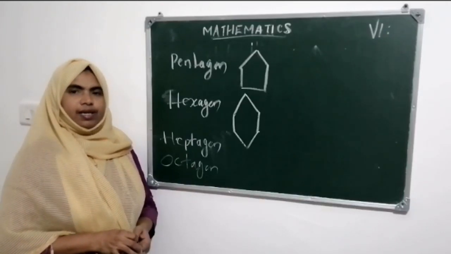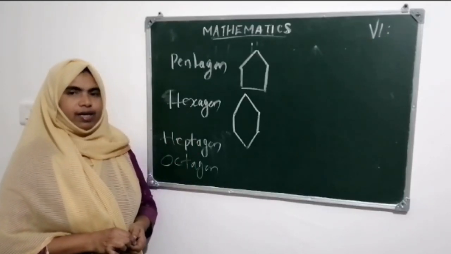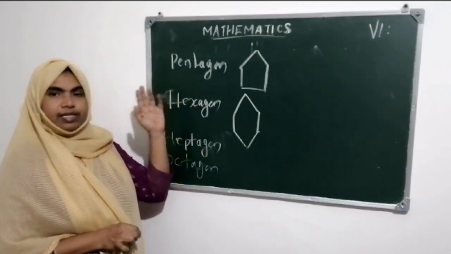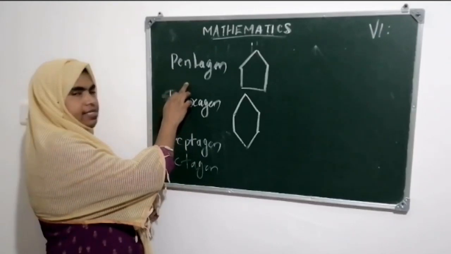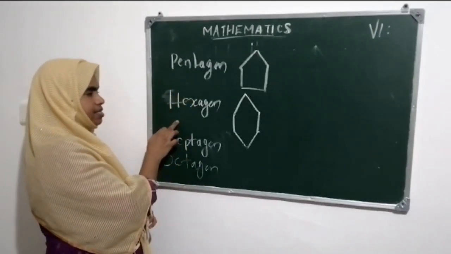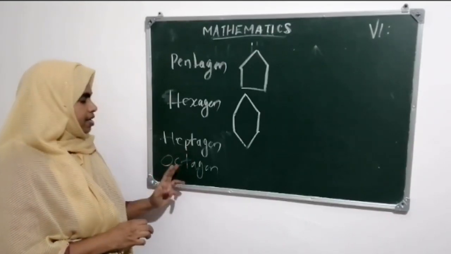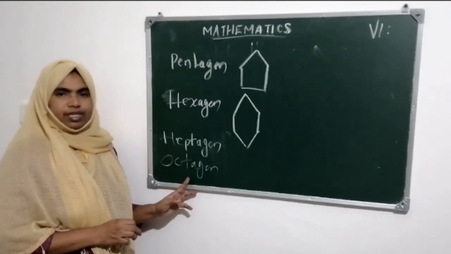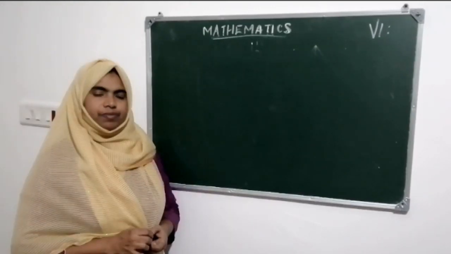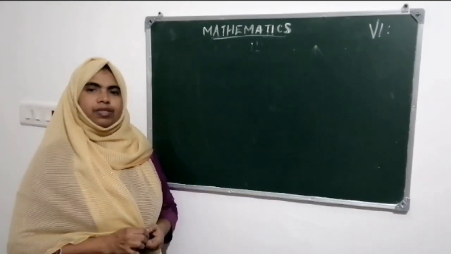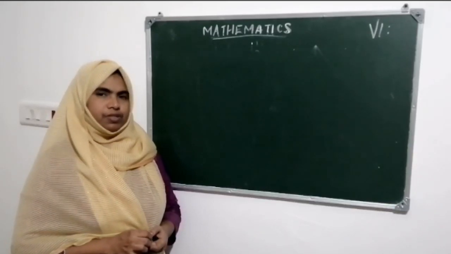We have seen a 3-sided polygon is called a triangle. If it has 4 sides, we can say quadrilateral. If it has 5 sides, it is a pentagon, 6 sides hexagon, 7 sides heptagon, 8 sides octagon. Is it clear? These are about 2D shapes or plane shapes.